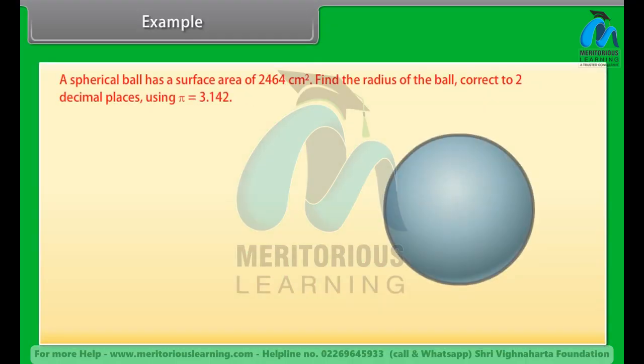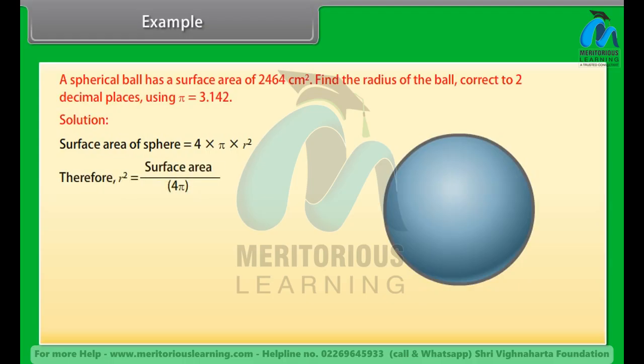Example: a spherical ball has a surface area of 2464 centimeters square. Find the radius of the ball, correct to two decimal places, using π as 3.142. Solution: we know that the surface area of a sphere is equal to 4πr². In order to find r, we need to isolate it from the equation above. Therefore, r² is equal to surface area upon 4π. r² is equal to 2464 upon 4π.